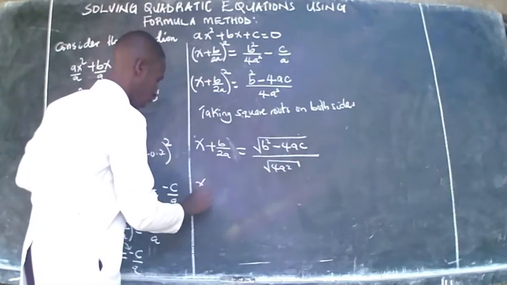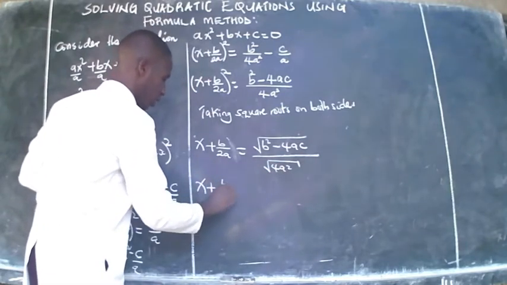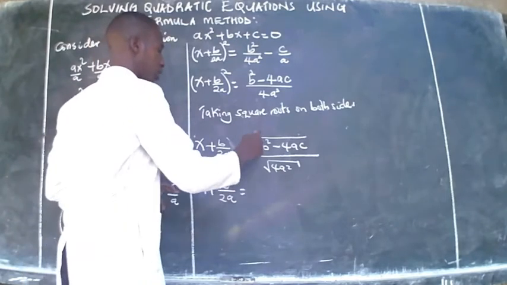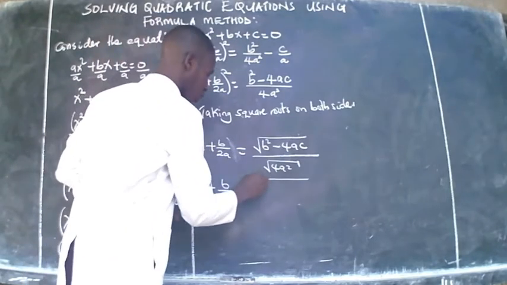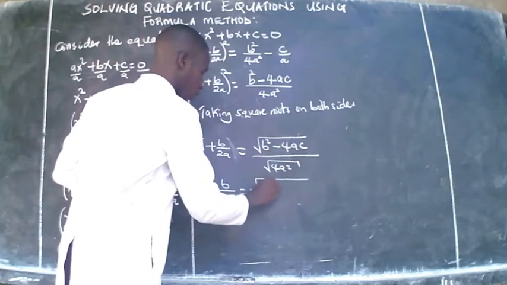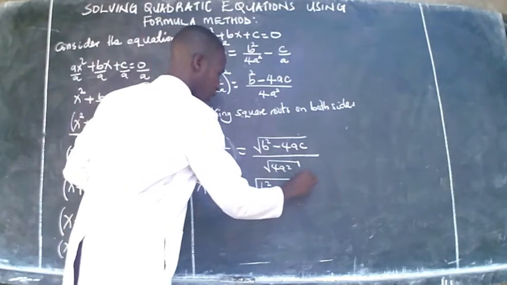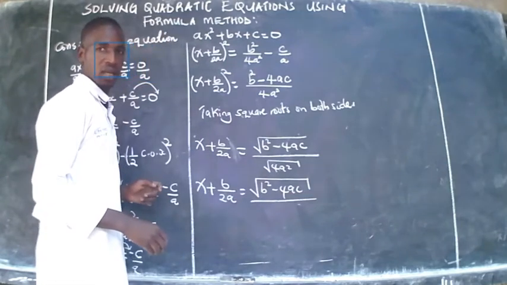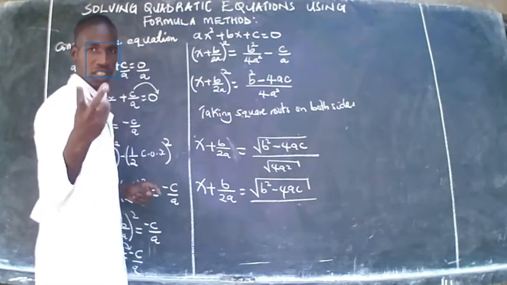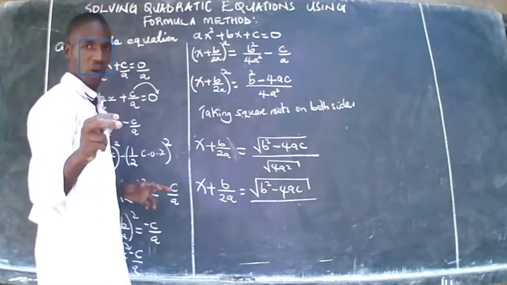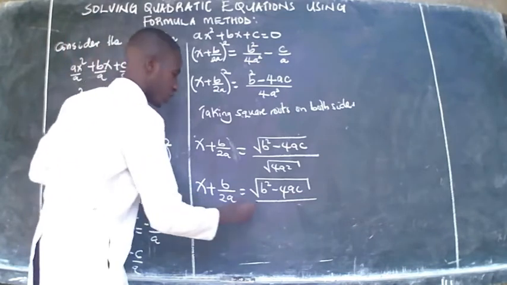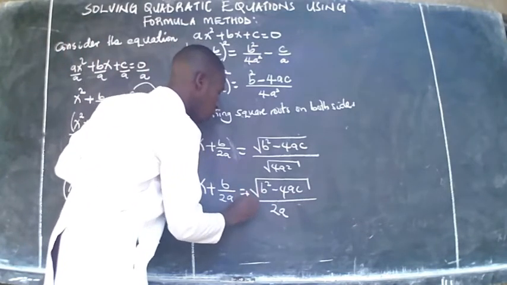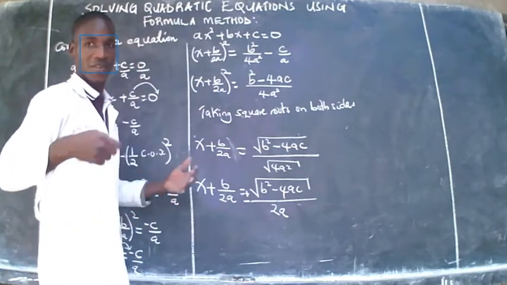We shall have x plus b over 2a equal to the square root of b squared minus 4ac divided by the square root of 4a squared. The square root of 4 is 2, and the square root of a squared is a. So it is 2a, but it's positive or negative. Is that okay? Good.